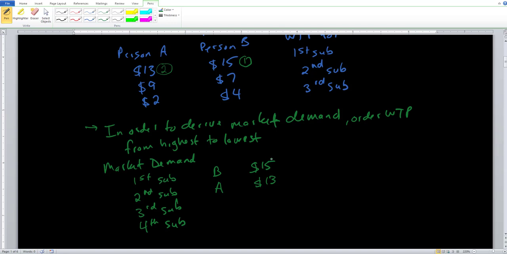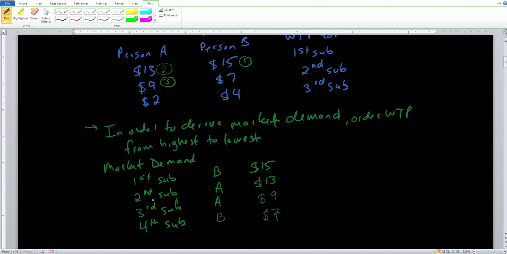Going along the same methodology, who would get the third sub in the market? It would be person A, and he'd be paying $9, because 9 is the next highest number out of all these numbers. And if there are only 4 subs in the entire market, who would get that fourth sub? It would be person B, and he'd be paying $7, not the $4 that you see right here. We're comparing the 7 against the 2, and person B would be paying $7.